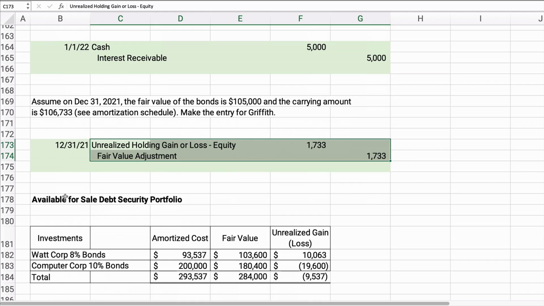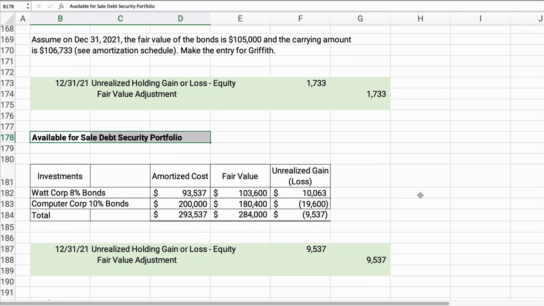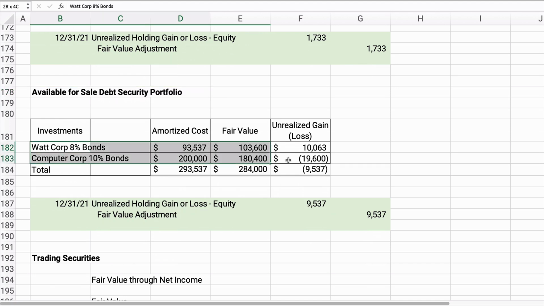But let's look at an example for a portfolio. This next one, let's say we have two little bonds here we own, and here we have the cost. It doesn't really matter the individual ones necessarily. We have a cost of $293, the fair value is $284, so we end up with a loss. So this is our loss that we need to make an entry for. So the entry is going to be for $95.37. Debit the unrealized holding gain or loss, dash equity, because it goes through stockholders' equity. And this is going to be a fair value adjustment, $95.37. So that's how you do it for available for sale securities.